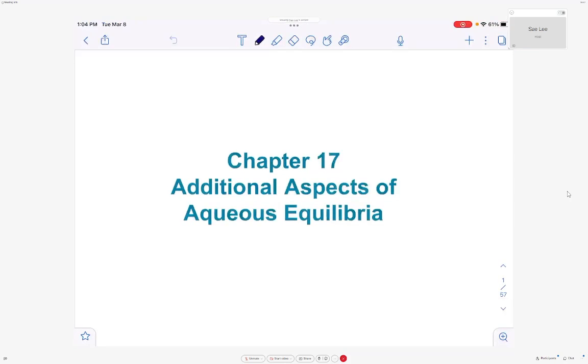I'm going to start today's lecture. We're going to move on to chapter 17. In chapter 17, we will learn about some additional aspects of aqueous equilibria. This chapter is an extension of those in chapter 16.